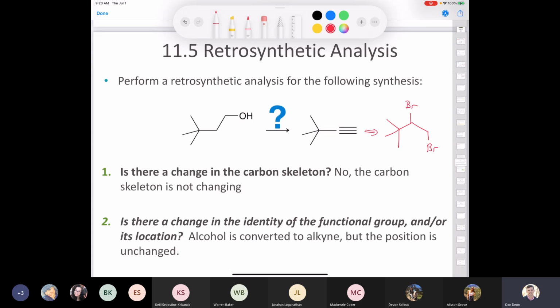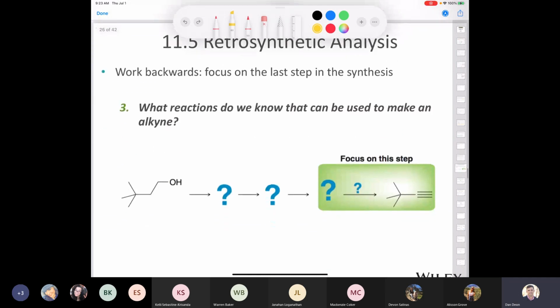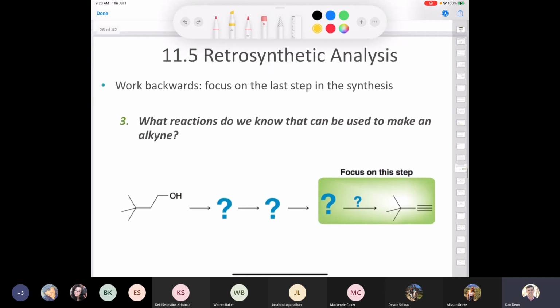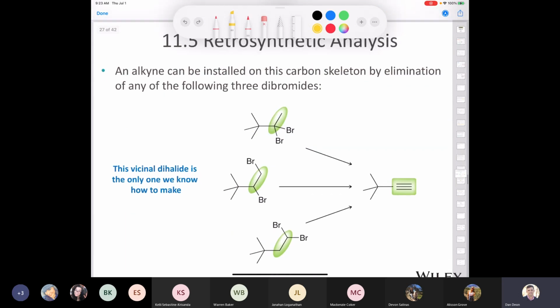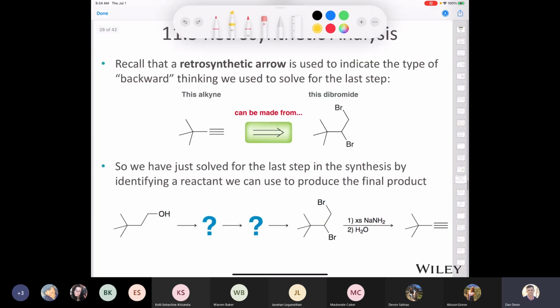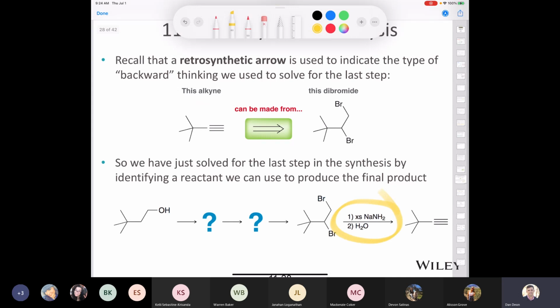So that takes you back a step. And that means you've got a couple of steps in the synthesis complete already. But then the question is, well, how am I going to get from the primary alcohol to here? Right. So in that case, it might be good to do a double retrosynthetic analysis. So we think about that first step, okay? And we say, well, we know that we could make a vicinal dihalide like that from an alkene, right? So we've kind of figured out the last step already. So we've got this step done.